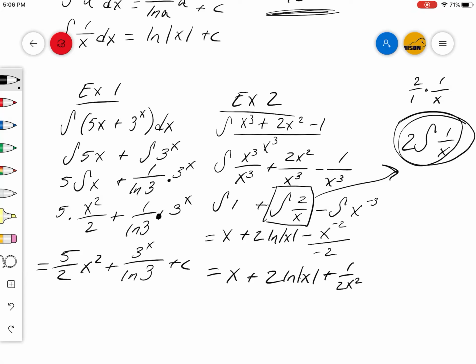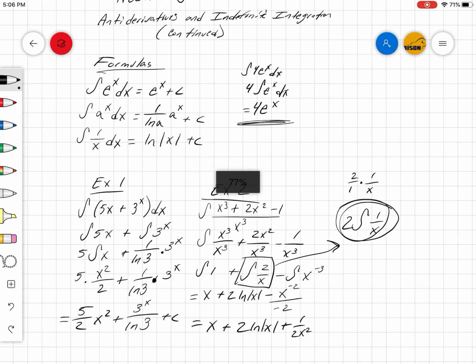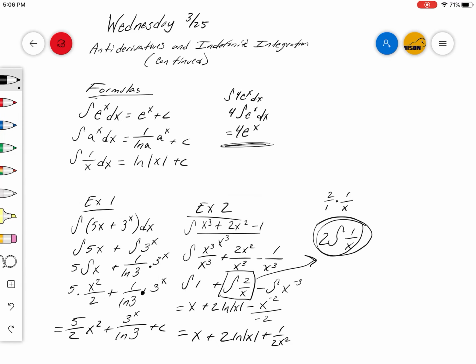So 1 over x is actually going to come up a lot in the second half of calculus here. It's a common thing that we run into, and it'll just be represented as natural log of x. Okay, so I hope this went well for you. I'm going to zoom it back out here in case you need to see everything together.